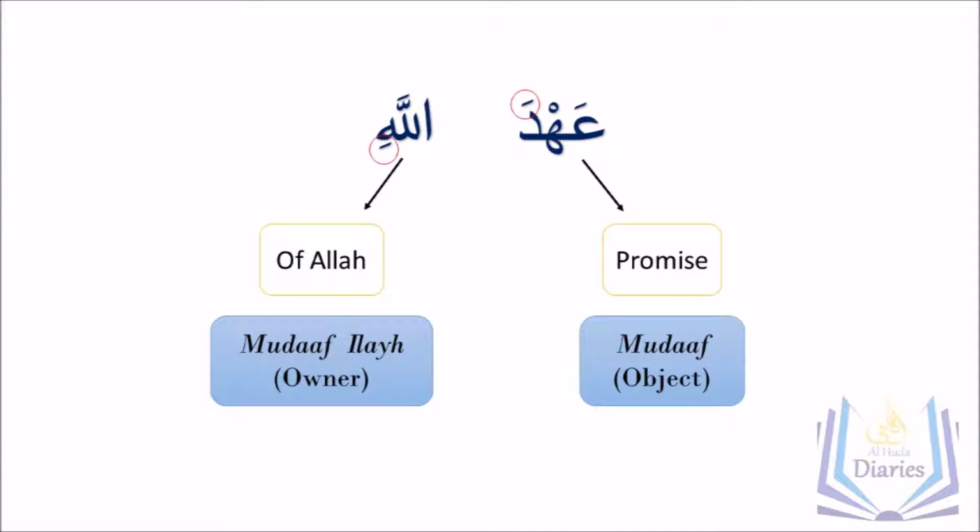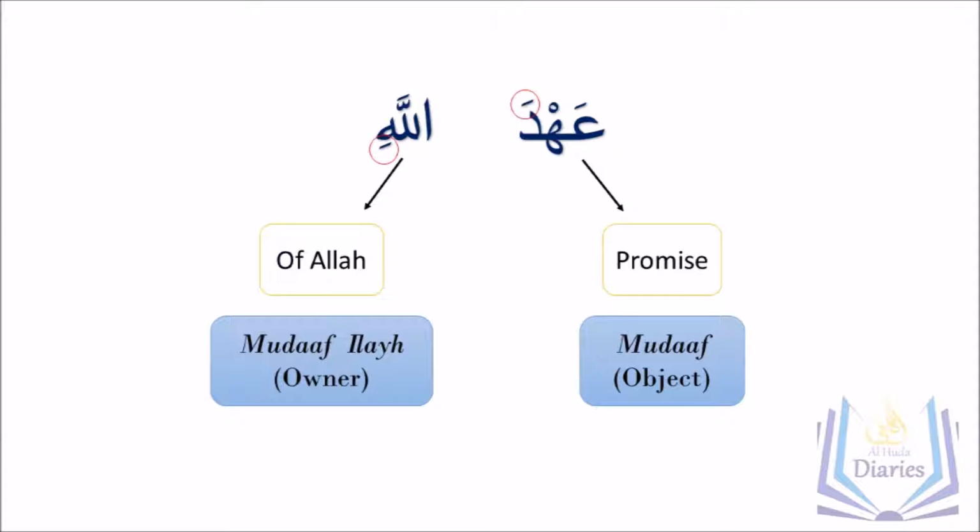Allah says in the Quran, الَّذِينَ يَنقُضُونَ عَهْدَ اللَّهِ مِنْ بَعْدِ مِيثَاقِهِ. Ahd of Allah, the promise of Allah. Ahd is the object that is linked to Allah. So the promise is that of Allah. So we see that Allah is the possessor, He is the owner, whereas Ahd is the thing that is possessed. Therefore, Ahd is the mudaf and Allah is the mudaf ilay.